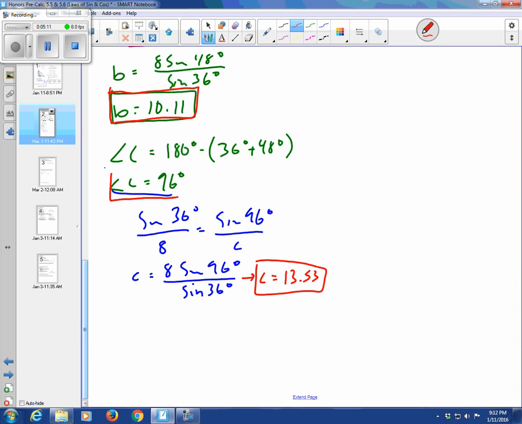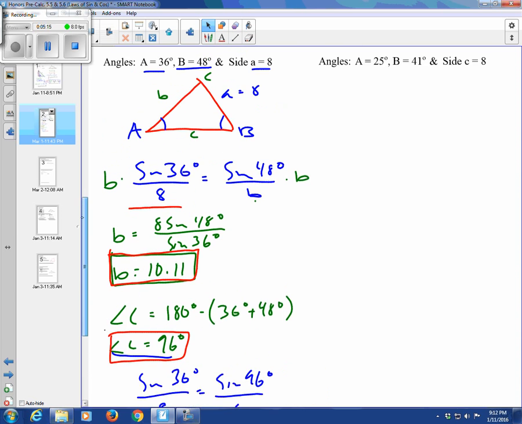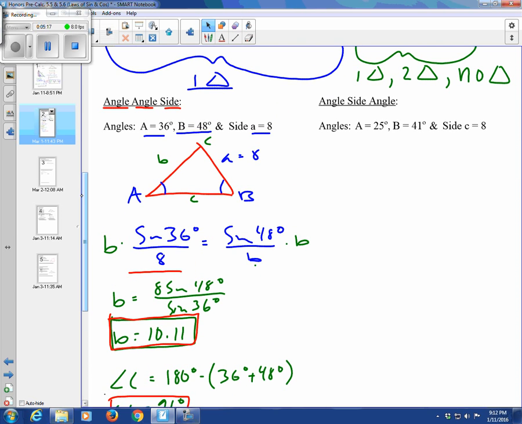What we want to try to do is get one ratio and use that ratio through the whole problem. We want to use this ratio through the whole problem because it's got the most accurate numbers in it.